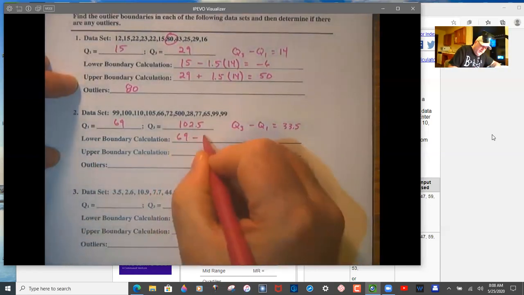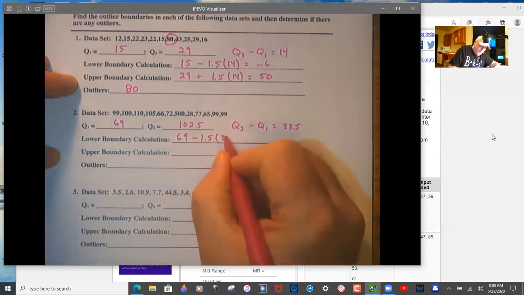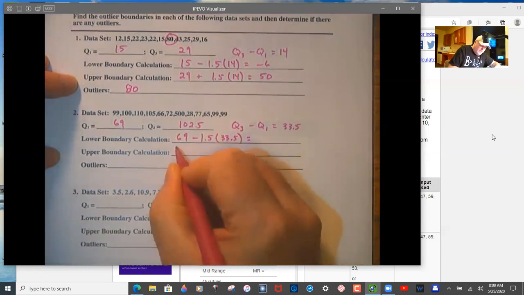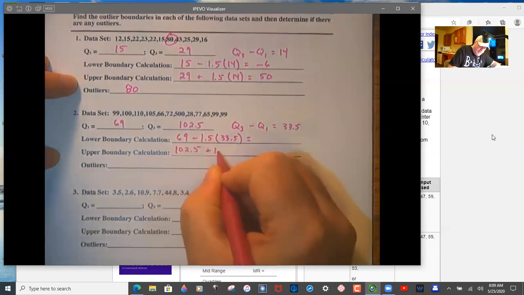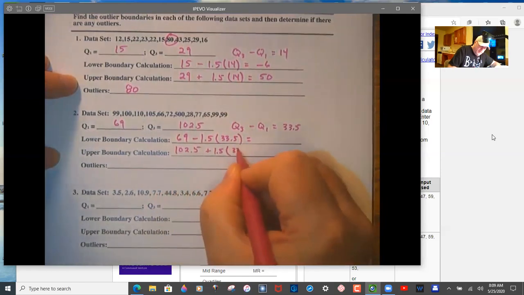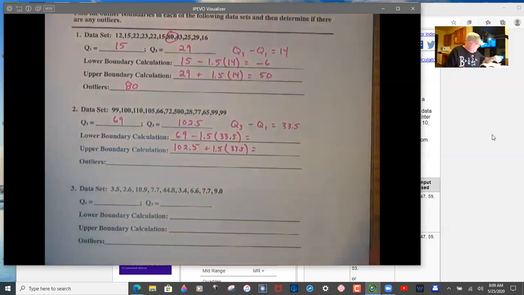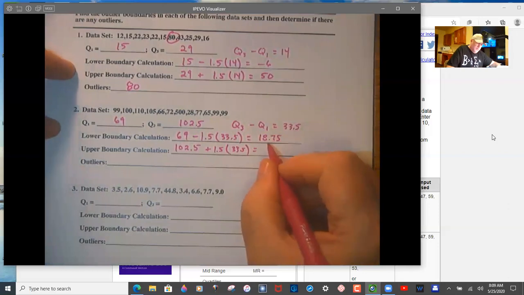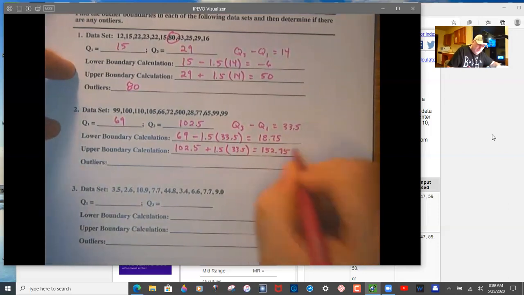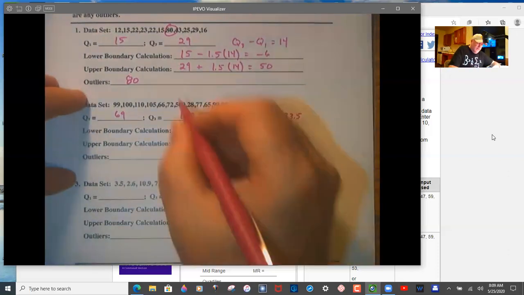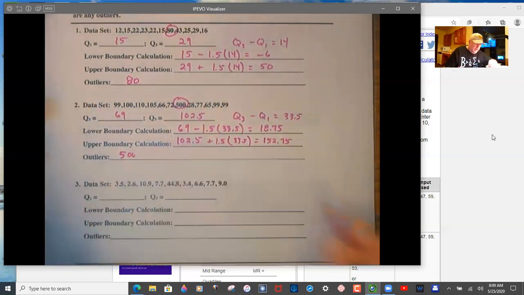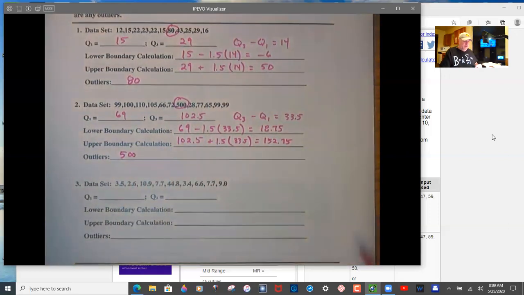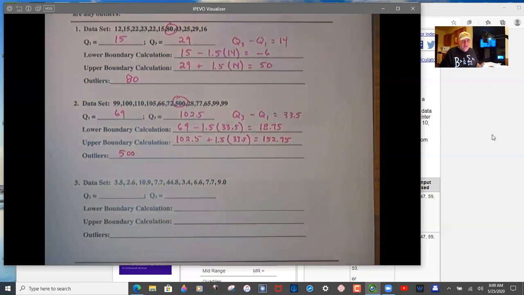Okay, so 69 minus 1.5 times 33.5, and then 102.5 plus 1.5 times 33.5. And that gives 18.75. You'll get some weird values, 152.75. So apply that to the set of data, and yes, 500 is an outlier. So if there's nothing less than 18.75 or more than 152.75, there are no outliers. Number 3 is for you to do.